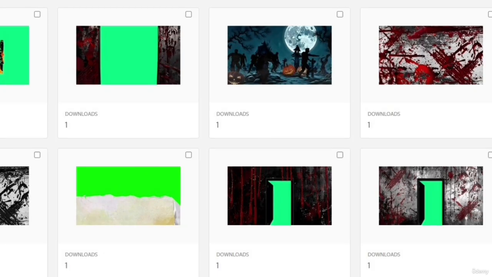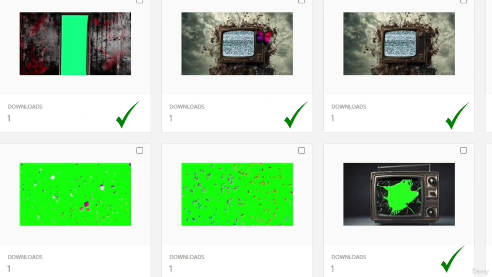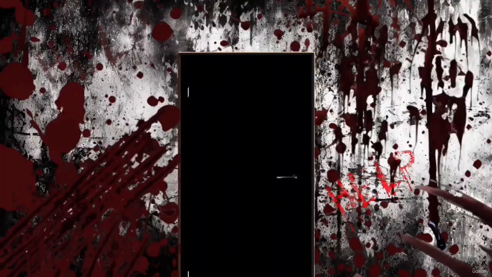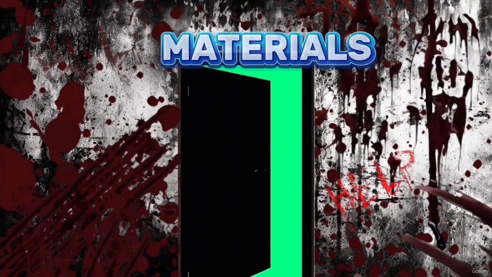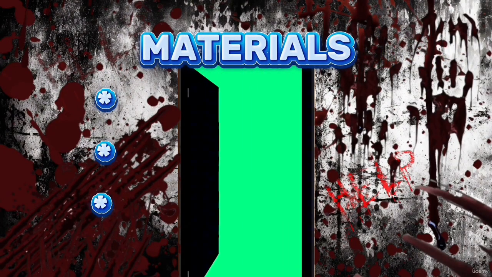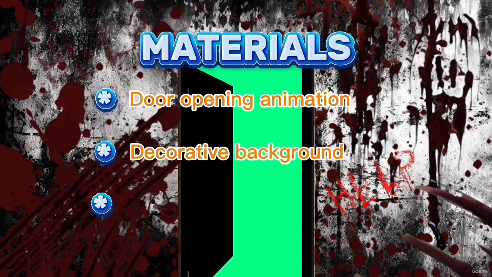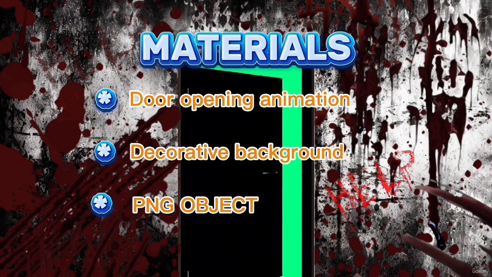Here is the result of creating a transition template on Adobe Stock, which we will learn later. To create a transition template like this, the materials we need are a door opening animation, decorative background, additionally, PNG objects.